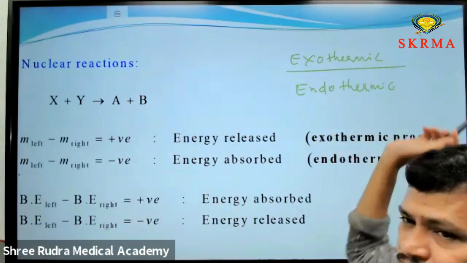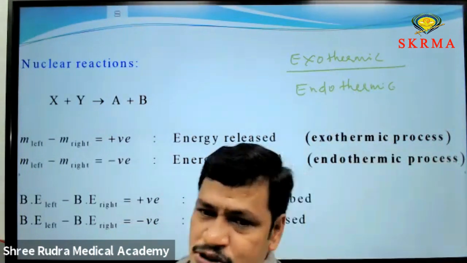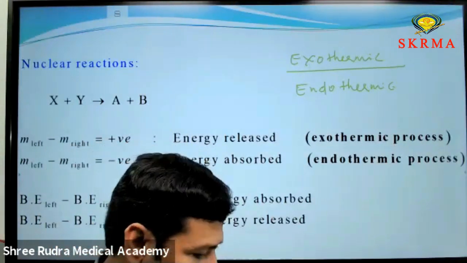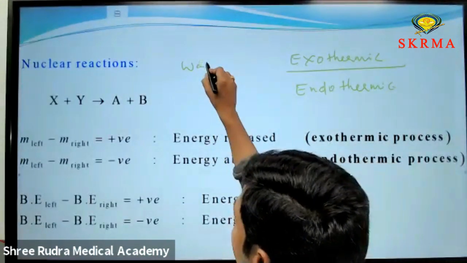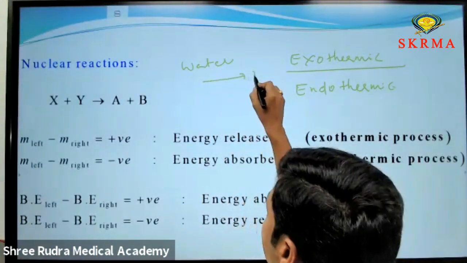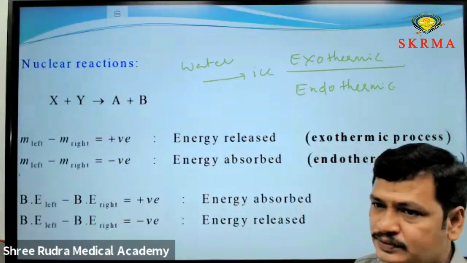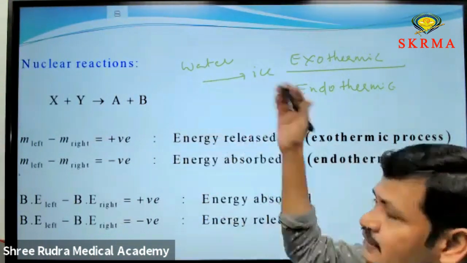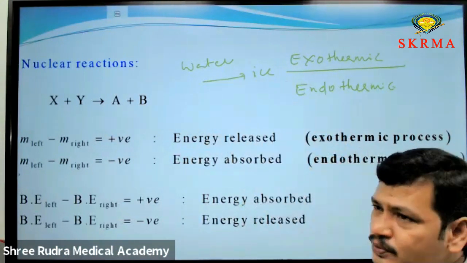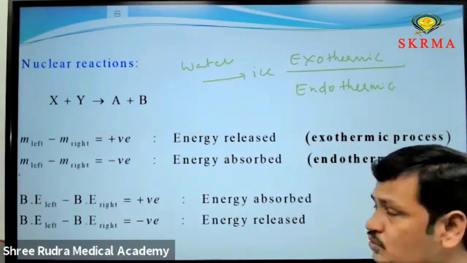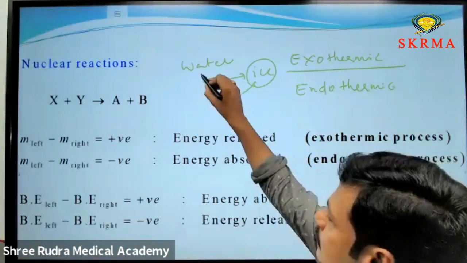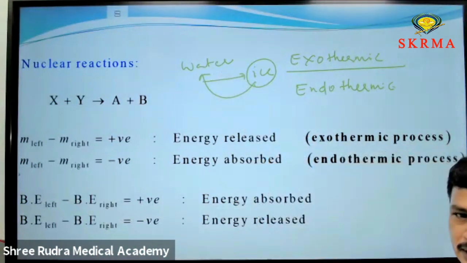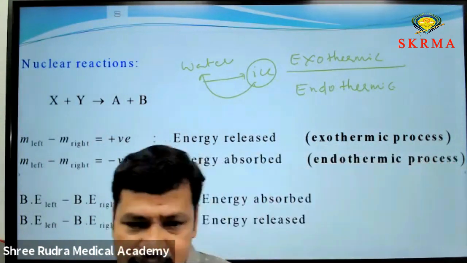The simple example, when water is condensed to ice, it releases energy. In the process of condensation, it releases energy. This is the simplest example for exothermic system or exothermic process. In the same way, if ice is converting into water, that is endothermic. Heat absorption takes place.